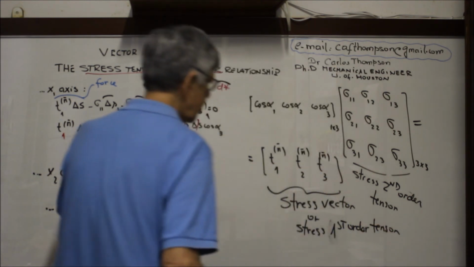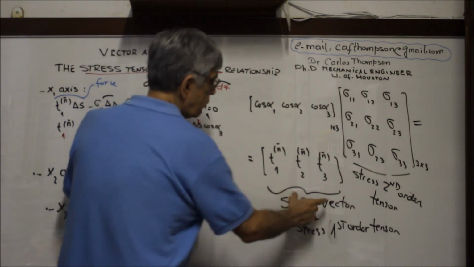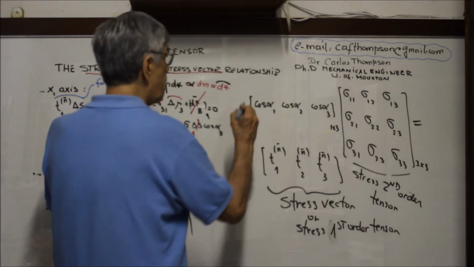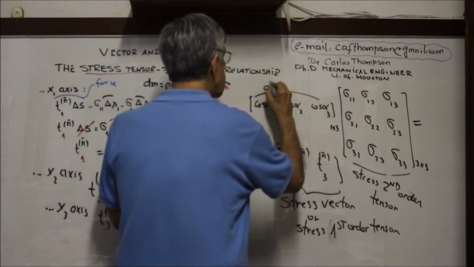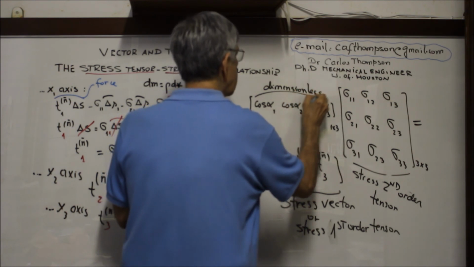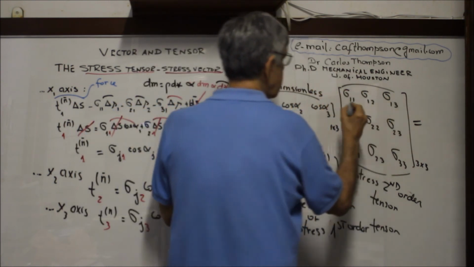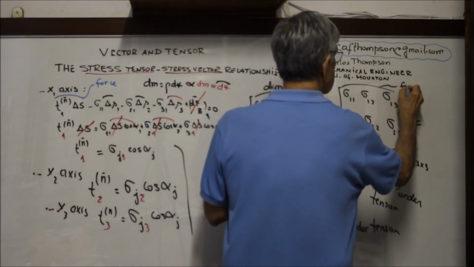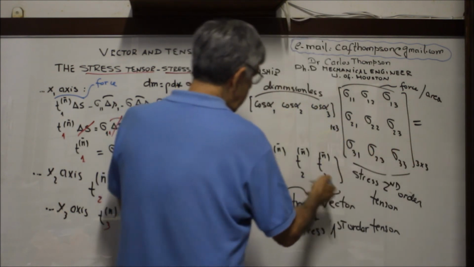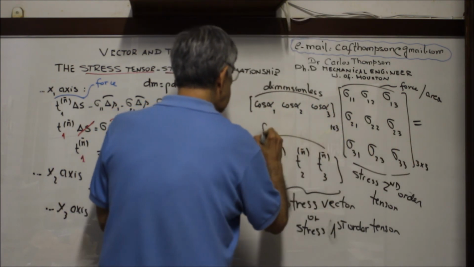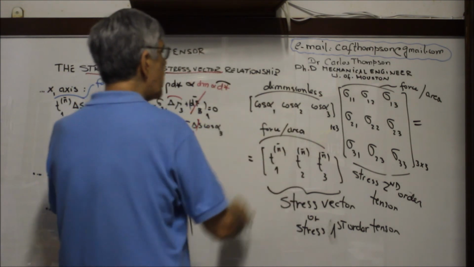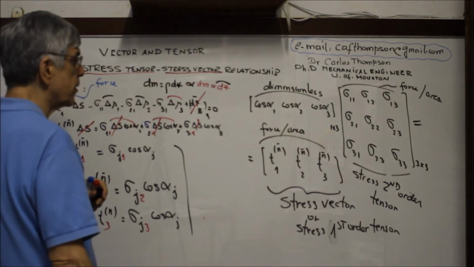That's the relation between the stress first order tensor and the stress second order tensor. Now, this here is dimensionless. This here is force by area. Obviously, this here will be force by area. So the stress vector is force by area.